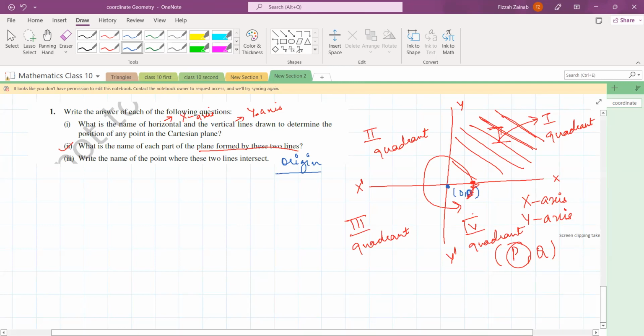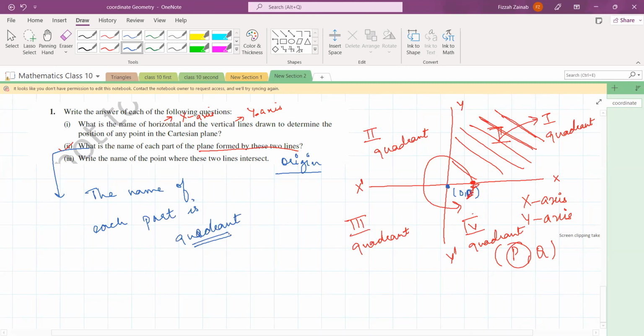Okay. The second part, you can also call it like this. The name of each part is quadrant, right? The name of each part is quadrant. And then additionally, you have shown which one is the first quadrant, which one is second, which one is third, and which one is fourth. Understood? Yes, ma'am. Okay.